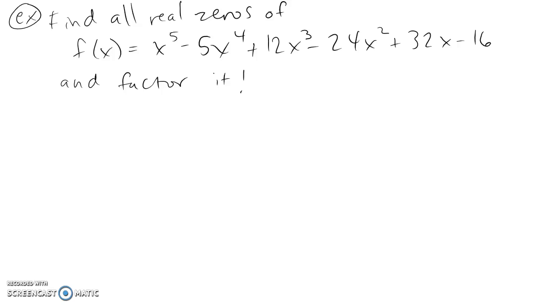What if we were faced with the example that we wanted to find all real zeros of that same polynomial we talked about in the last video? f of x equals x to the fifth minus 5x to the fourth plus 12x cubed minus 24x squared plus 32x minus 16, and then factor it. I don't know about you, but when I look at this, no factoring strategies pop out at me.